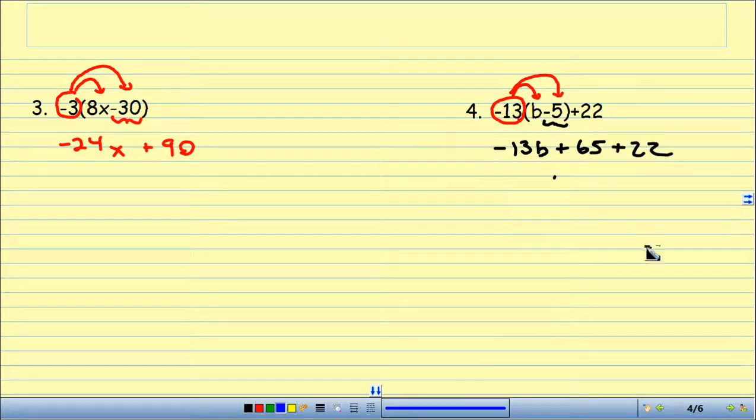And now I'm going to scan for like terms. So I have negative 13b, no like term. So just write negative 13b and go to the next one. So I'm done with that. Plus 65 plus 22. Those two are matches. So I have plus 87.